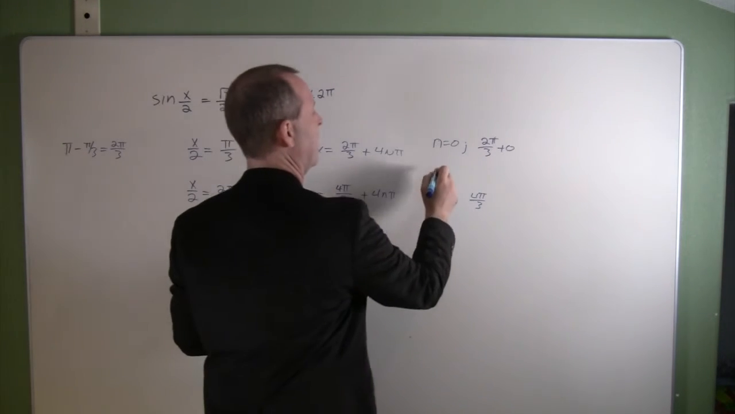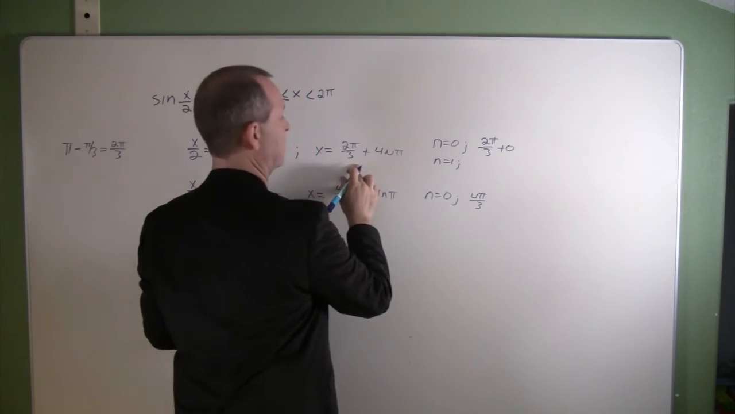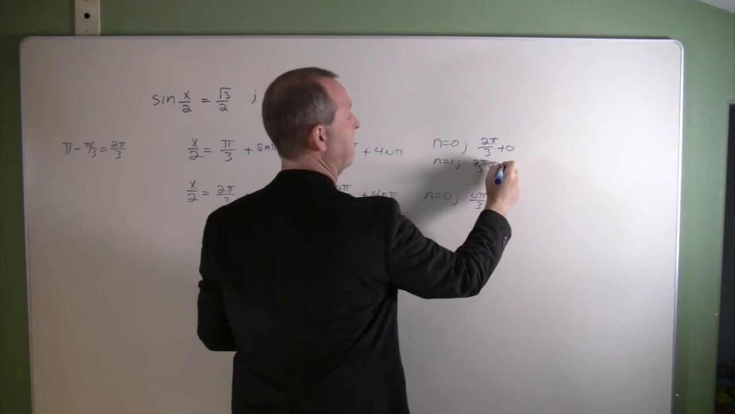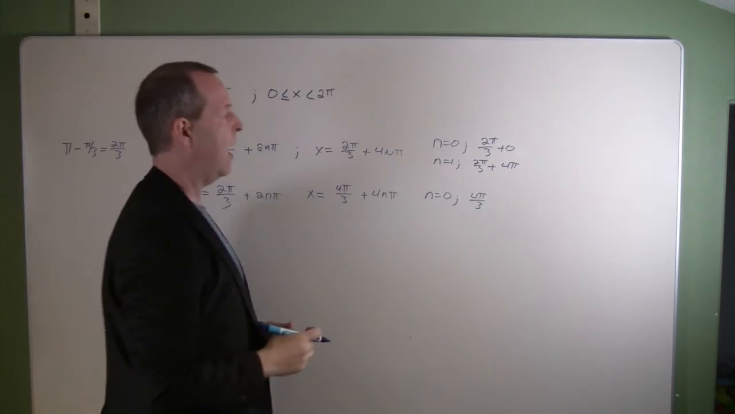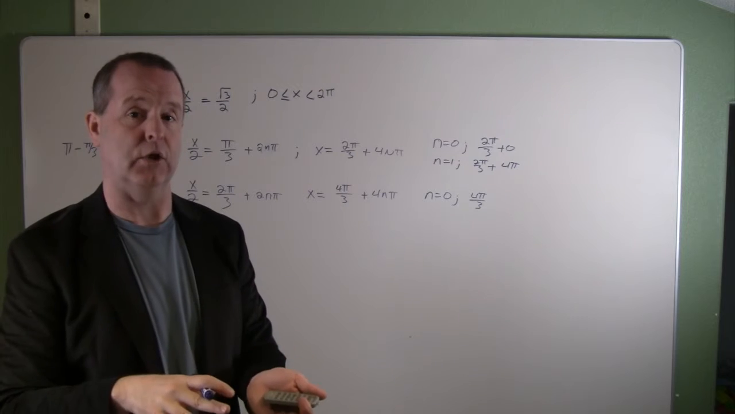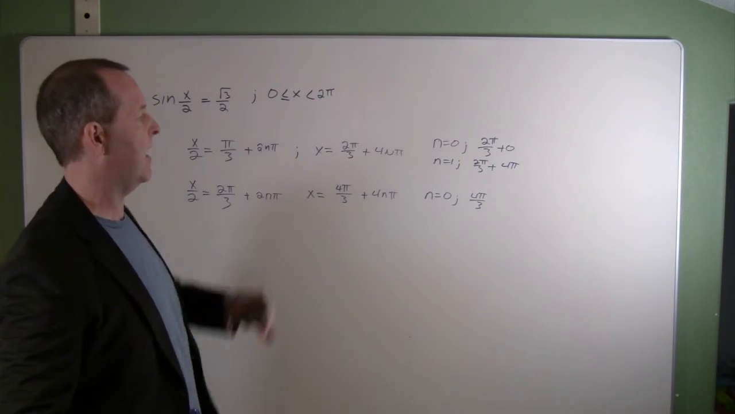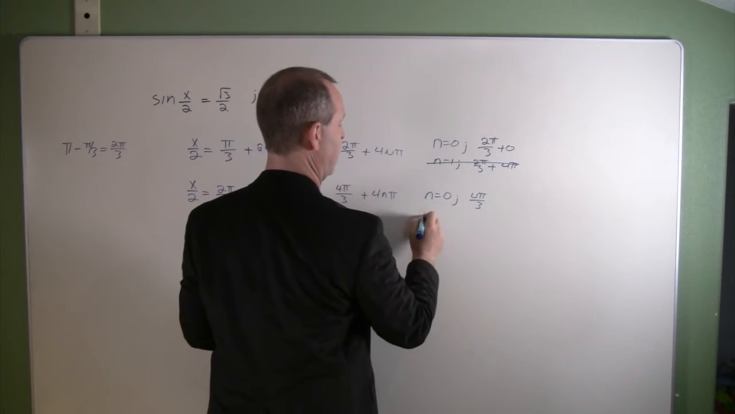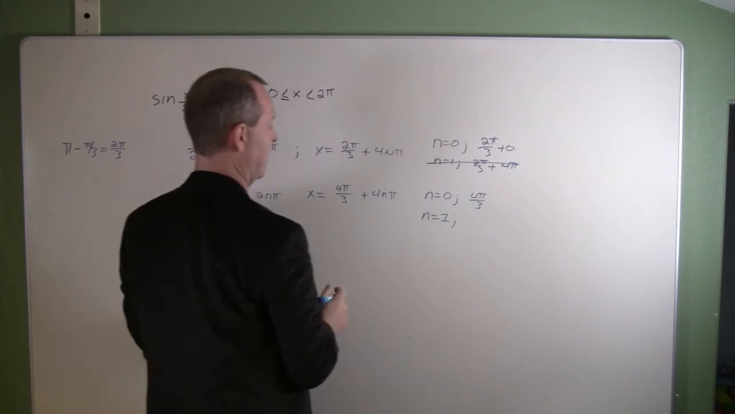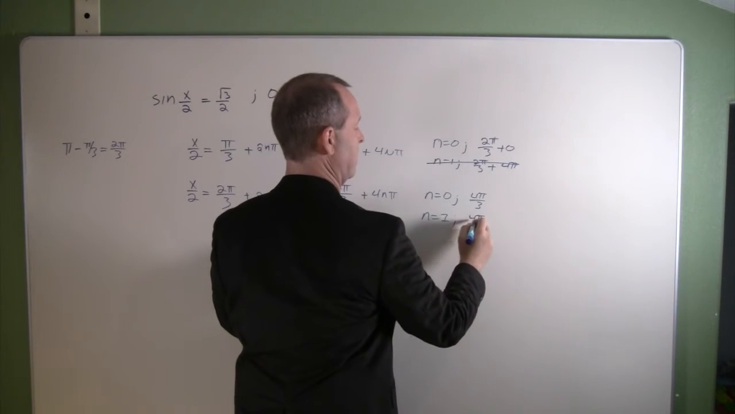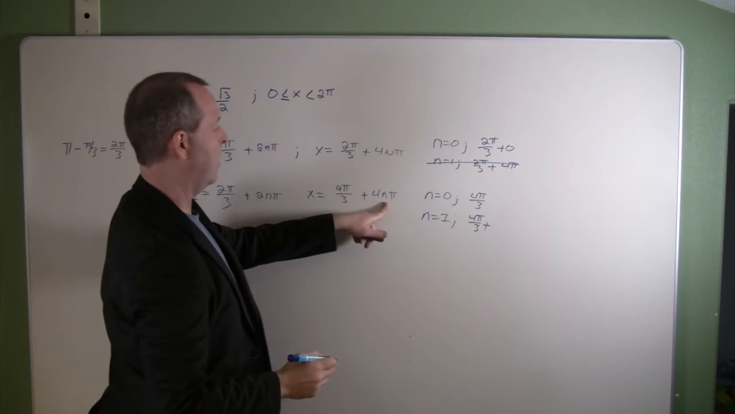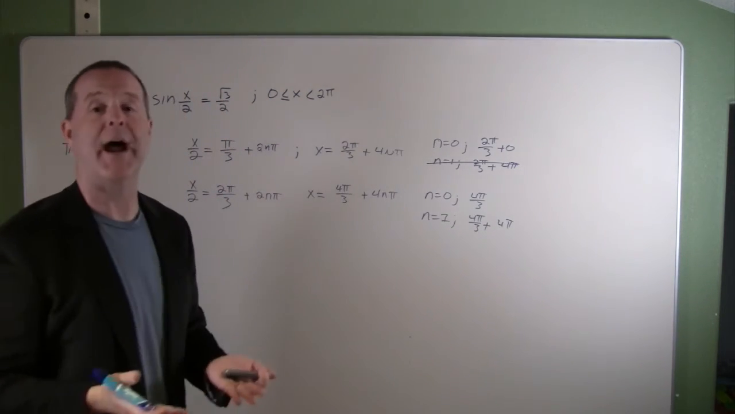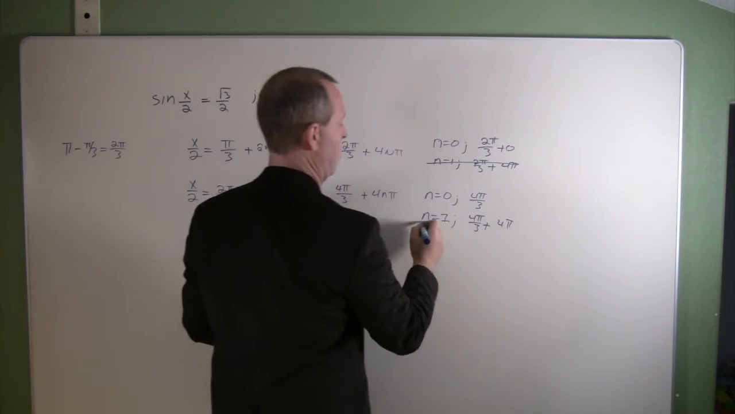Let's try n equals 1. So I'll have 2 pi over 3 plus 4 times 1, plus 4 pi. I can see right now that if I'm adding 4 pi to any solution, that's already pushing it beyond my upper limit of 2 pi. So I know that's not a solution. And likewise down here, I'm going to take 4 pi over 3 plus 4 times 1, because I'm trying n equals 1, plus 4 pi. And likewise, I'm adding 4 pi to my solution, which also puts it over my extreme.